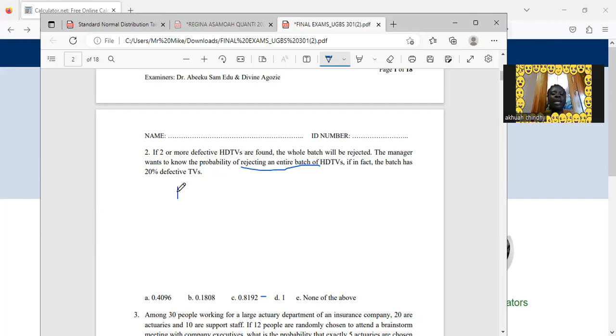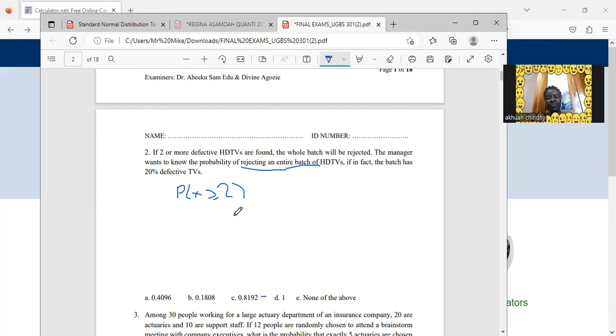So here they're asking us to find the probability that X is greater than or equal to 2. In the sample, they pick 4 for the sampling. They pick 4, right? And they're asking us to find the probability that they are going to reject an entire batch. And that is when X is greater than or equal to 2. Then it means that you are going to get a rejection.